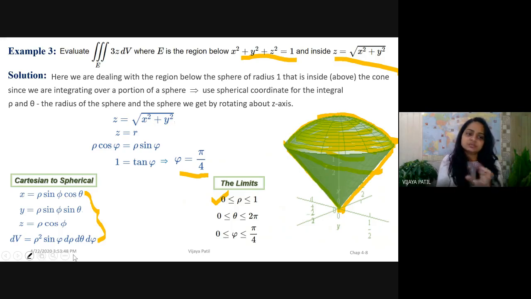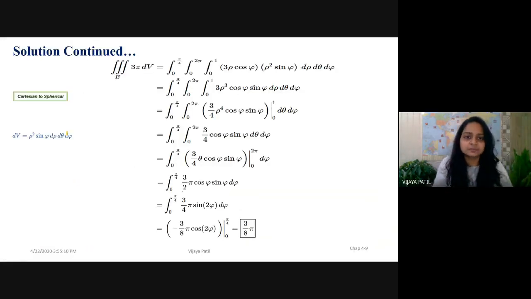These are nothing but the conversions between the Cartesian and the spherical coordinates. You just have to put x equals rho sine phi cos theta, and y and then z, and then dv as the volume. After that, this will come here: the integral of 3z dv, where the limit for phi is from 0 to pi by 4.